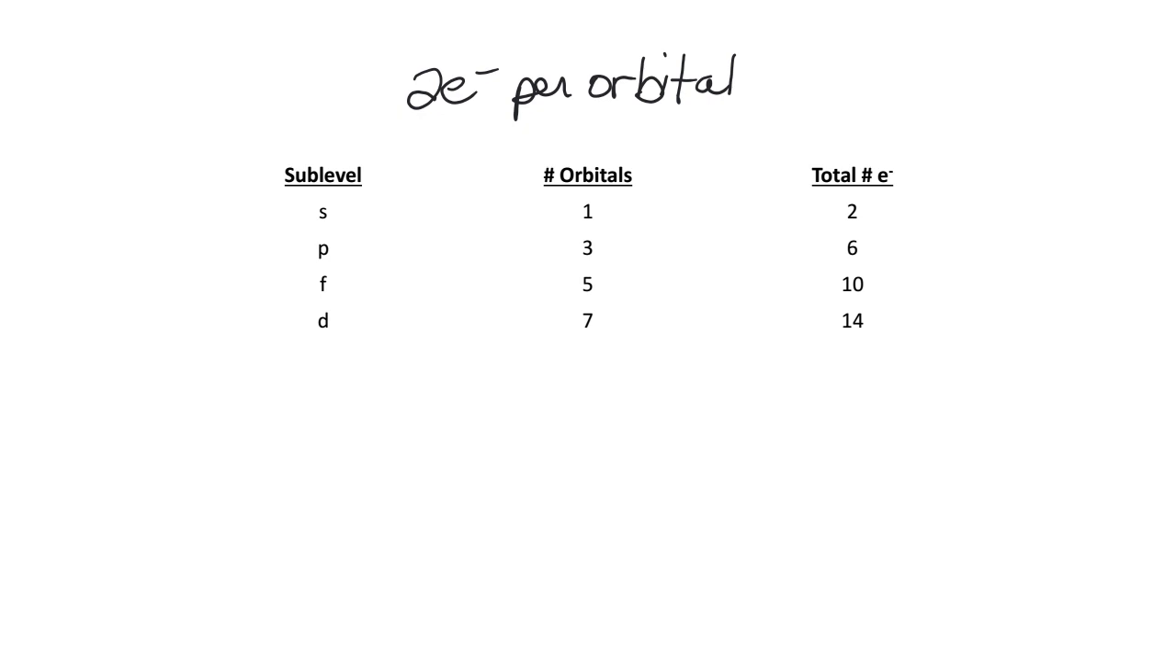Now the s has one orbital, so there's only 2 electrons that can fit in any s sublevel ever. In the p's, you can fit a total of 6 electrons in the p sublevels. Now, whoops, this is backwards.